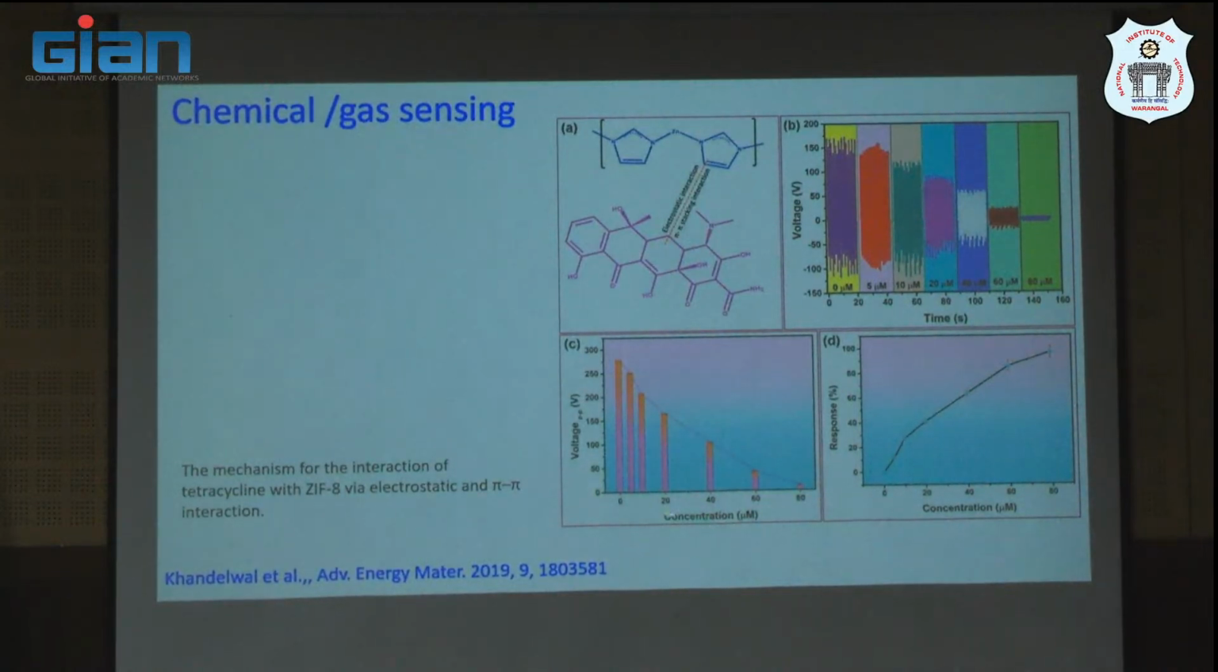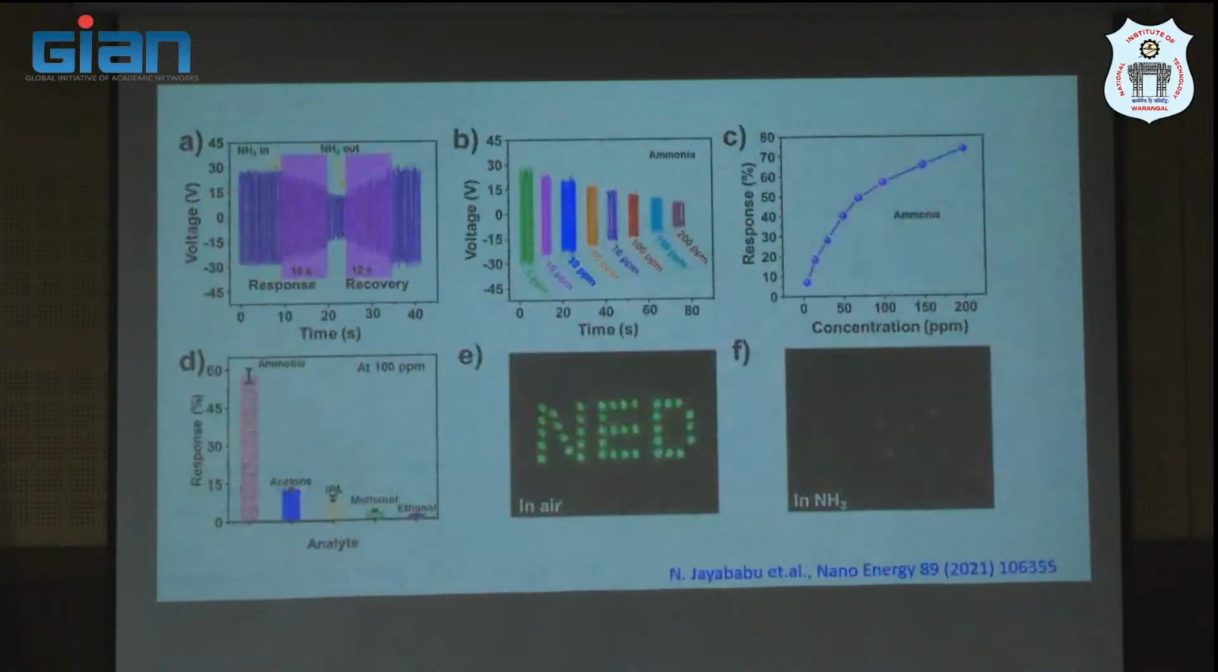As you can see here, this particular chemical is changing its concentration from 0 to 80 micromolar. You can see the output initially is around 275, then it starts decreasing as the concentration increases. So this can be used as chemical sensing. This is also the same thing. As you can see, with respect to different ppm of ammonia gas, this TNG output is getting changed. You can also see the sensitivity.